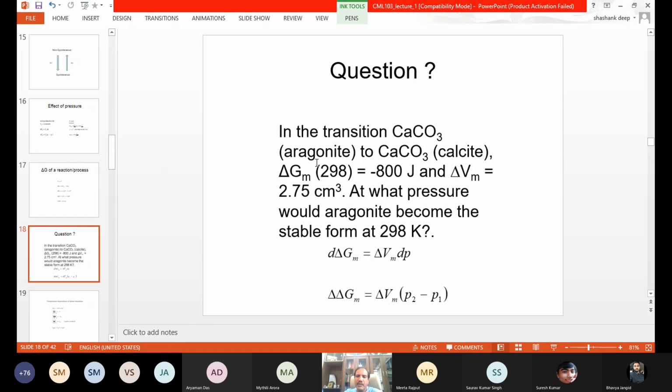Here, in the transition of calcium carbonate from aragonite form to calcite form, these are two different phases of calcium carbonate. In this case, delta Gm is given as minus 800. It means that aragonite to calcite is a spontaneous process. Delta Vm is given. At what pressure would aragonite become the stable form at 298 K?